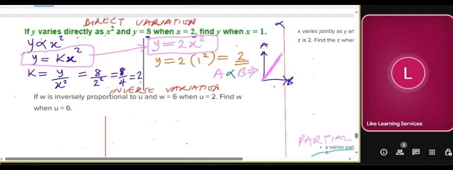If B quadruples, A quadruples. If B is halved, A is halved. If B trebles, A trebles. Whatever B is multiplied with, A is also multiplied with it. And the way the graph will show it is a positive correlation. The graph line slopes upward and it passes through the origin.